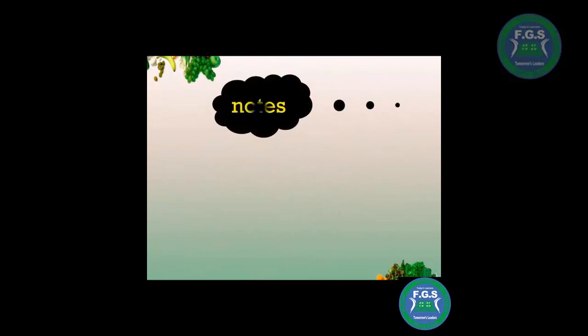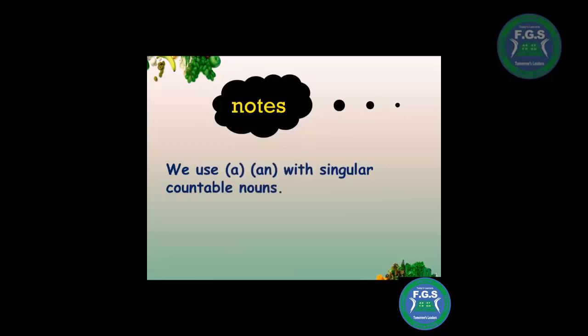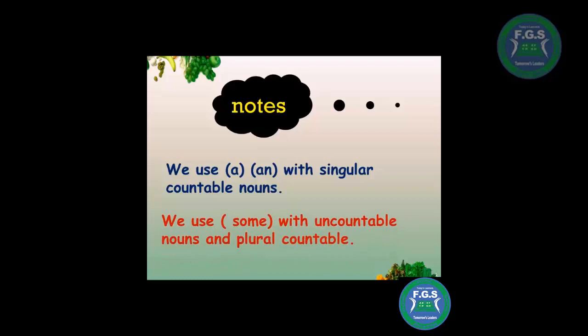Note here, we have some notes. We use a or an, as we said, with singular countable nouns. Don't forget, we use a or an with singular countable nouns. But we use some with uncountable nouns and plural countable nouns. It means some meat, some rice, some cheese, some cereal, or we can say it with plural countable nouns, like some onions, some apples, some bananas, some cucumbers, and so on.